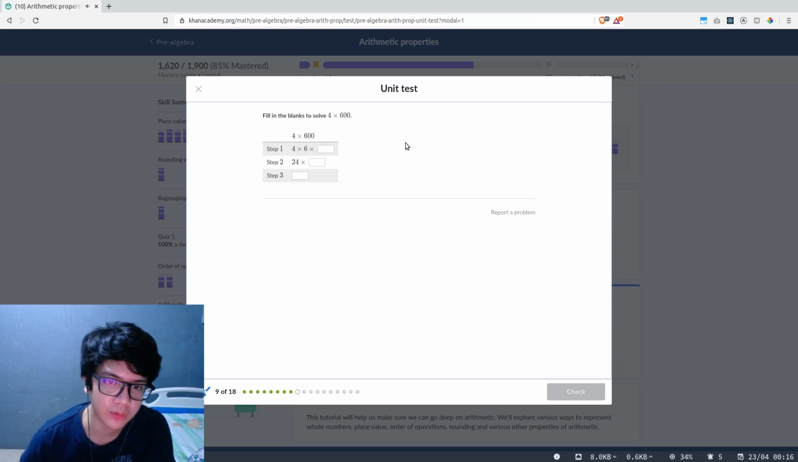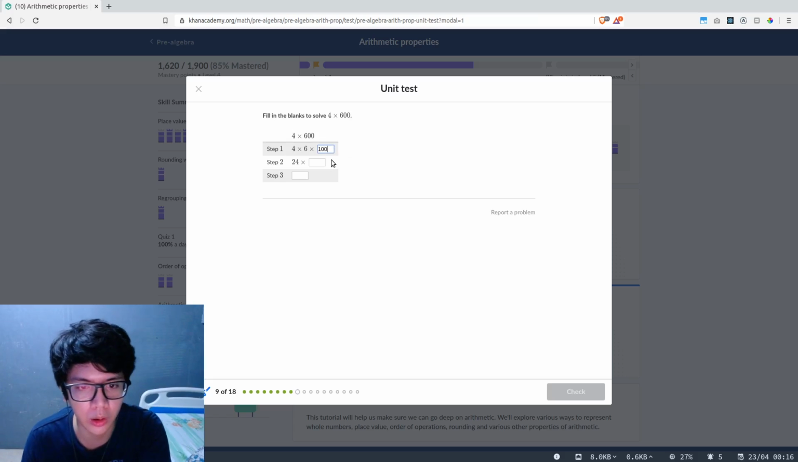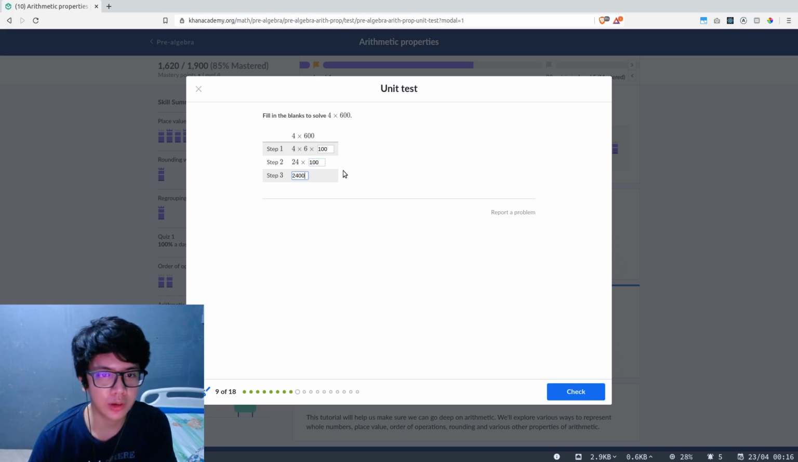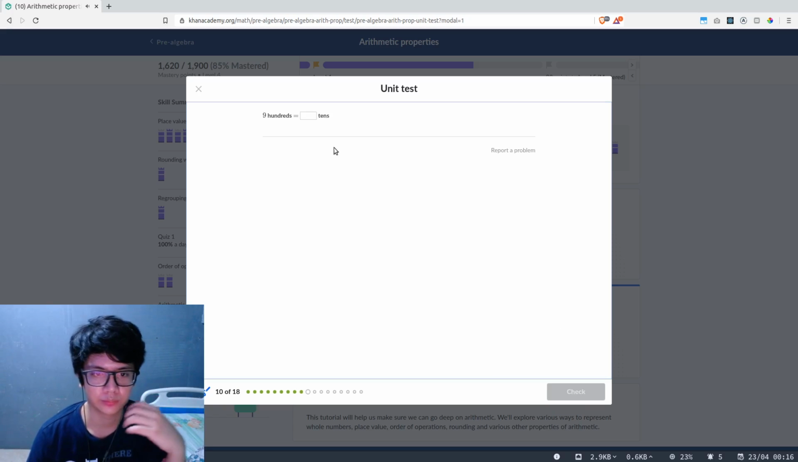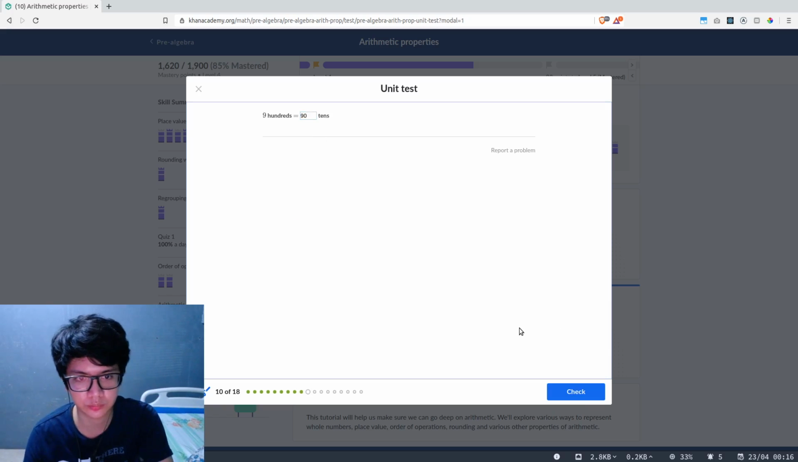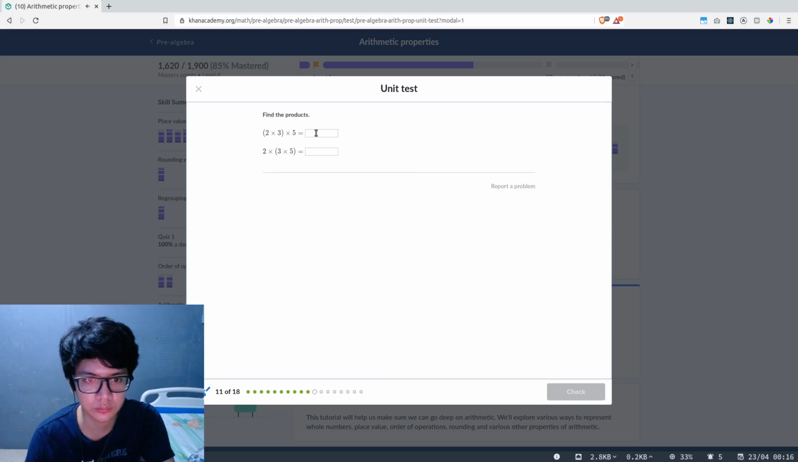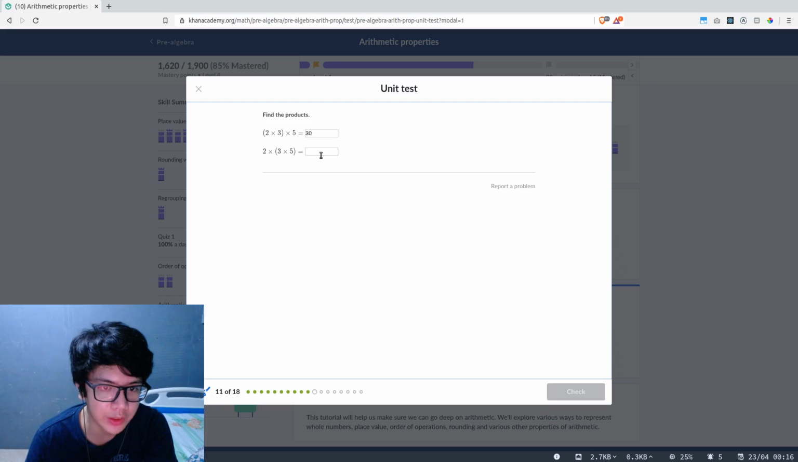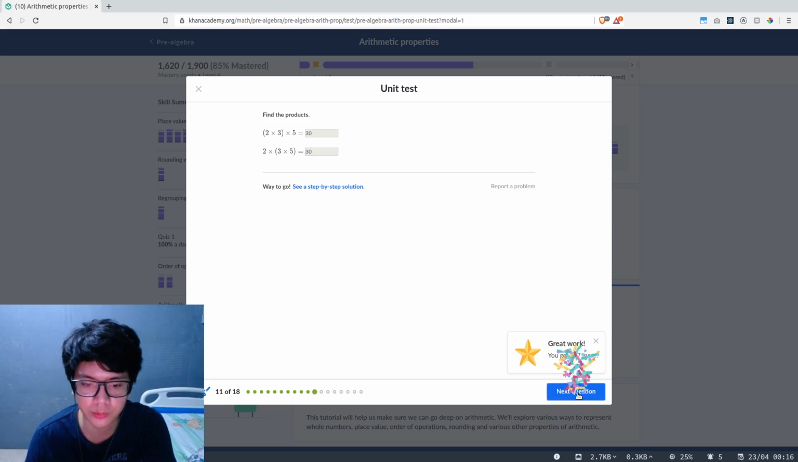Fill in the blanks to solve 4 times 600. Yo, this is hard. This is correct. Yeah, I guess this is correct. 900 is 90 tenths. Find the products. Okay, it's from 30, right? So 15, 30, yeah, cool.